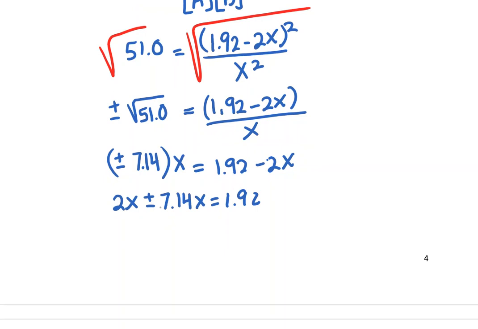And at this point I'm going to put in the two possibilities because that can be plus or minus there. So I'm going to write them over here. I need to find both roots, both possibilities. And I got this by saying 2x plus the 7.14x, that's how I got the 9, or 2x minus, that's how I got the 5 there.